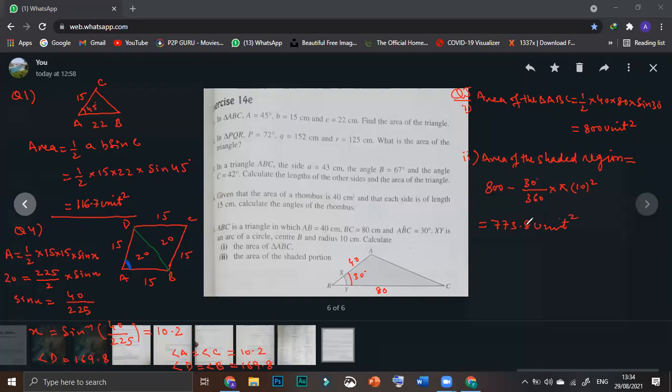So in this way, we can use this new formula for the area of the triangle, and we can use this formula when two sides and included angle of the triangle is given. We will multiply the two sides multiplied by sine of the included angle multiplied by 1/2. You will get the area of the triangle.